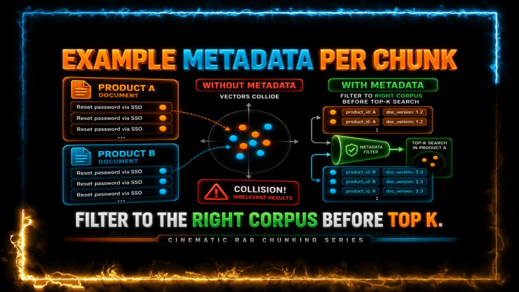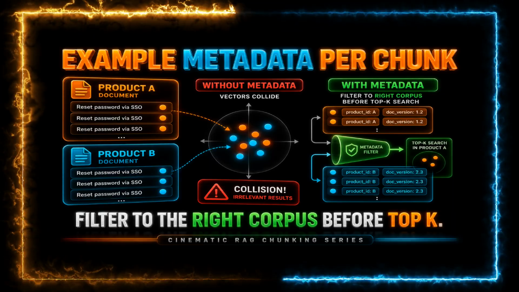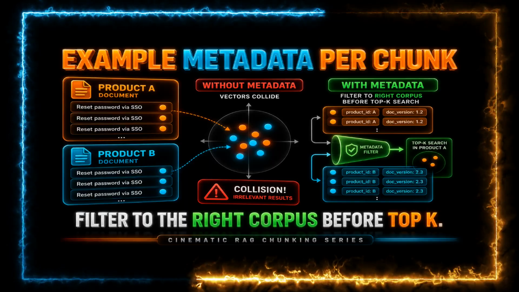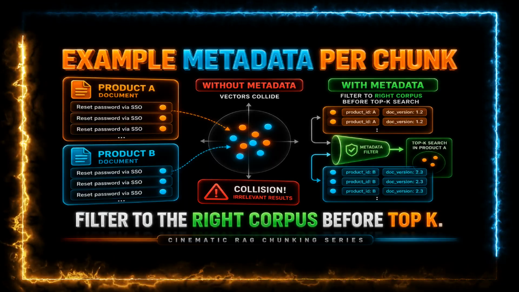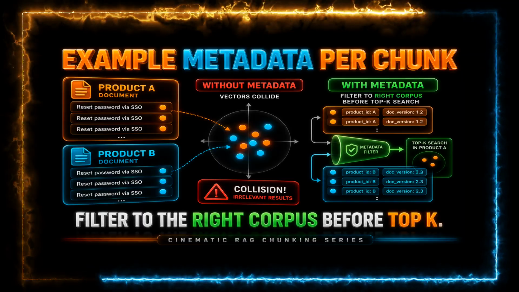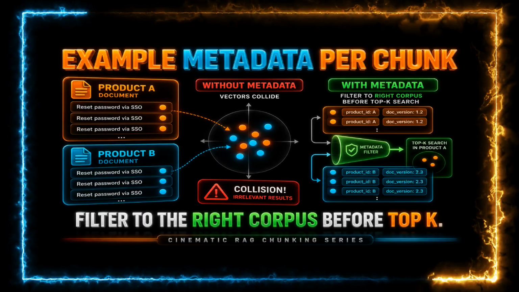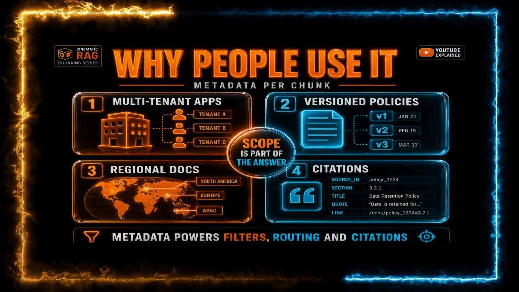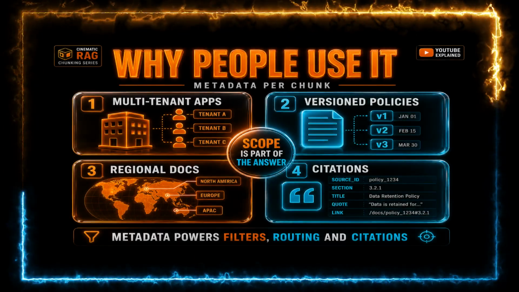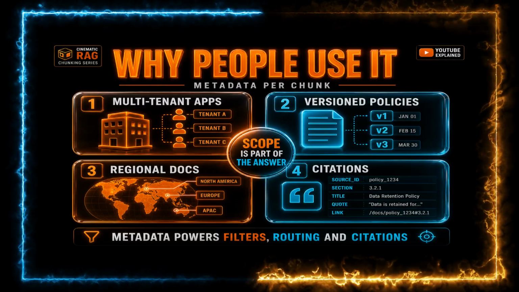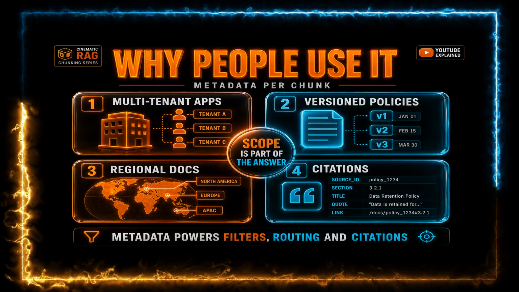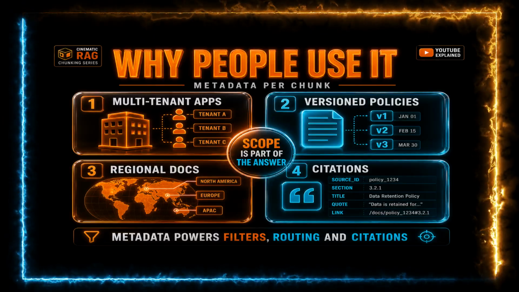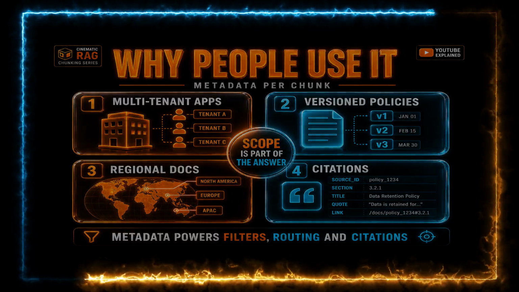Example: same text, reset password via SSO in product A versus product B docs. Without metadata, vectors collide. With product_id plus doc_version on each chunk, you filter to the right corpus before top K. Why people use it? Multi-tenant apps, versioned policies, regional docs, anywhere scope is part of the answer. Also powers citations, source_id, section title, without guessing.